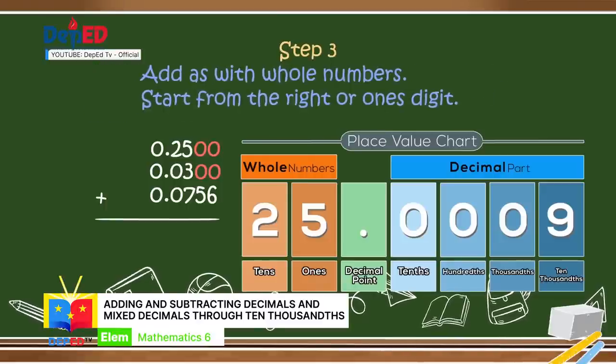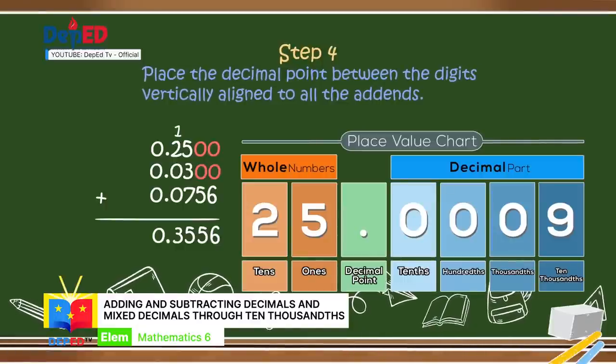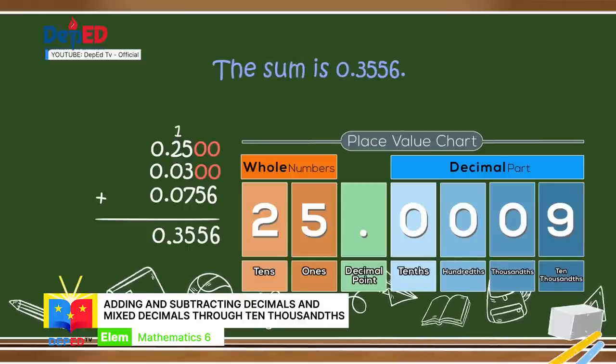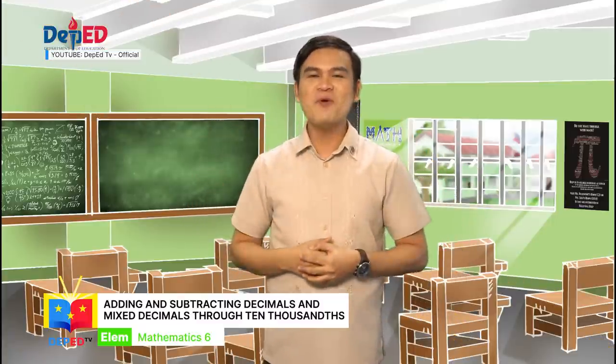Step 3. Add as with whole numbers. Start from the right or ones digit. Step 4. Place the decimal point between the digits vertically, aligned to all the addends. So, the sum is 3,556 ten thousandths. Are you having fun? Now, let's try some more.